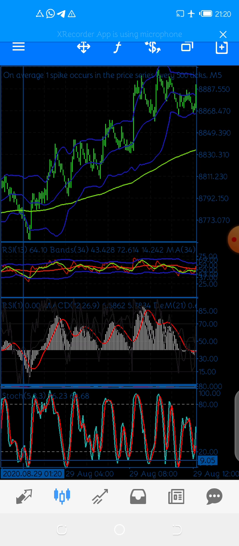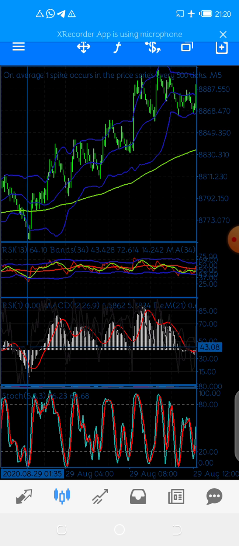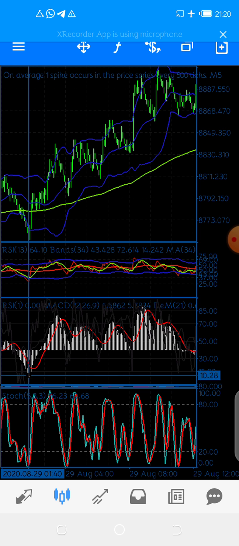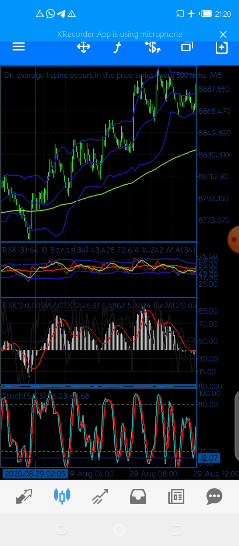But on this one, I would wait until at least our MACD is facing up. Anytime the MACD is facing down, it tells you some sellers are still in the market. The buyers have not yet come fully in charge. So I would wait until the MACD is facing up. For this one, I would take it slow.